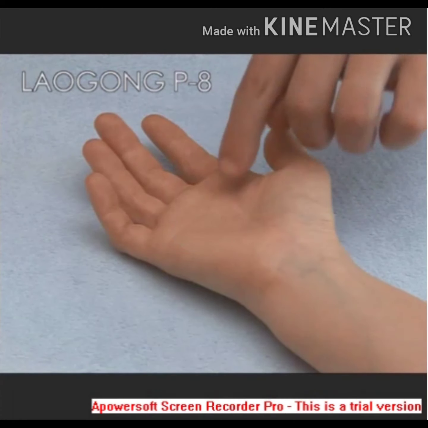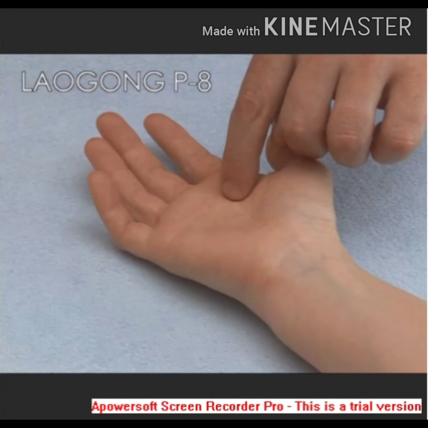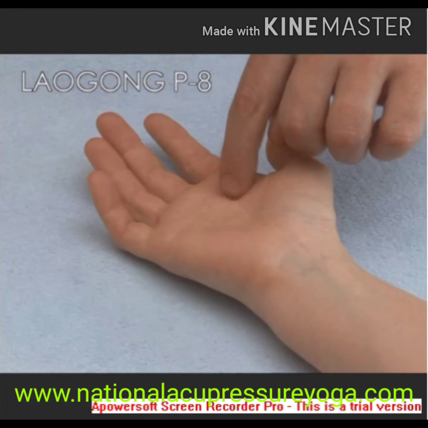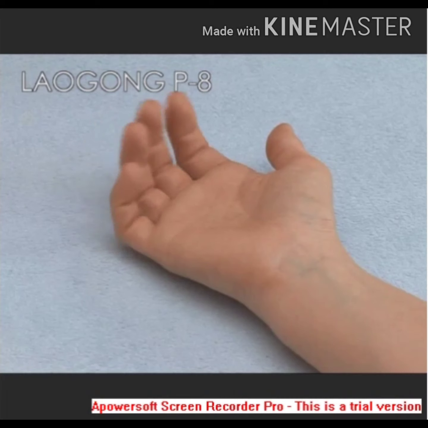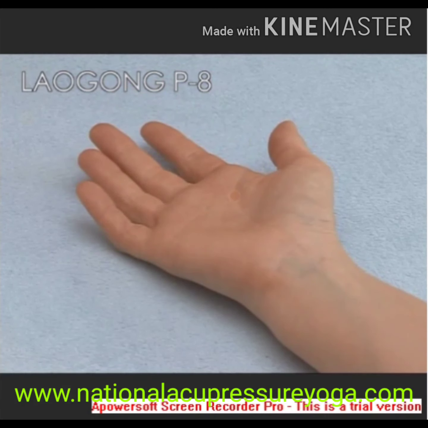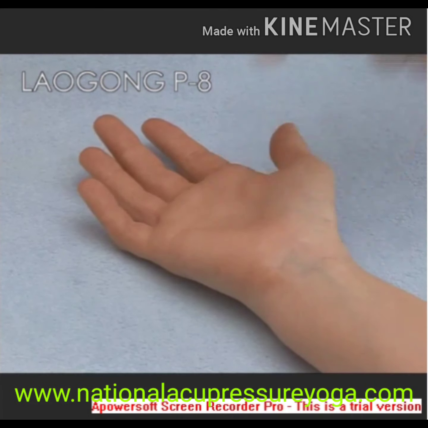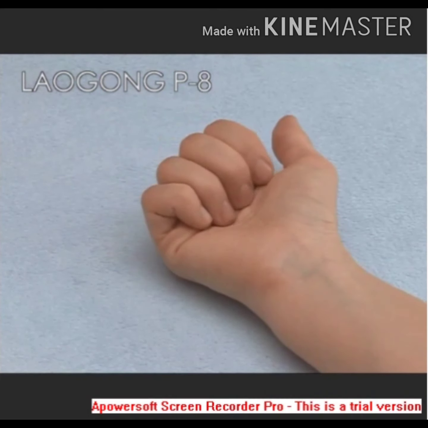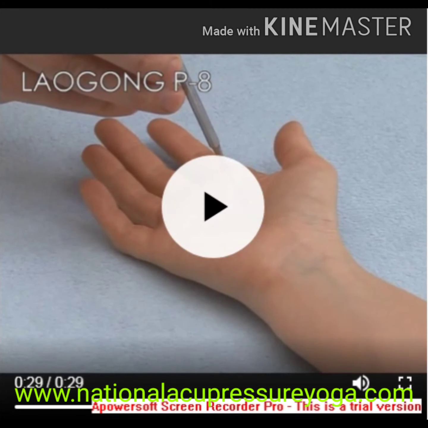Laogong, pericardium 8, is located between the second and third metacarpal bones, proximal to the metacarpophalangeal joint, in a depression at the radial side of the third metacarpal bone. 1. This point may be located at the place where the tip of the middle finger lands when a fist is made. 2. Some classical sources locate this point on the ulnar side of the third metacarpal bone, where the tip of the ring finger lands when a fist is made. Perpendicular insertion, 0.5 cun.